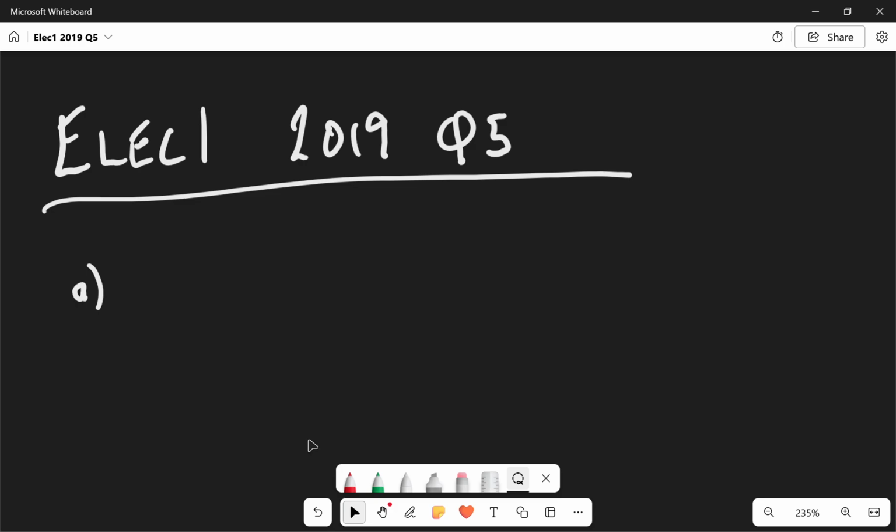So this is Elec1 2019 question 5. Part A. An ideal op-amp has infinite open loop gain. What is the significance of the term open loop in this context? Well, most op-amps we meet have negative feedback loops, but open loop is where we have an op-amp such as a comparator where there is no feedback loop. So the answer is no feedback loop.